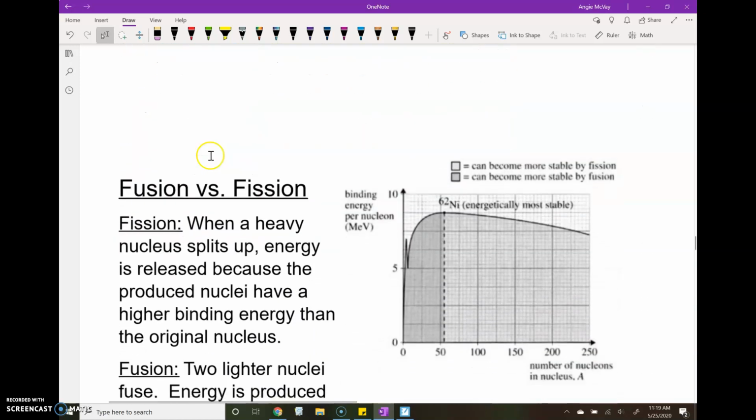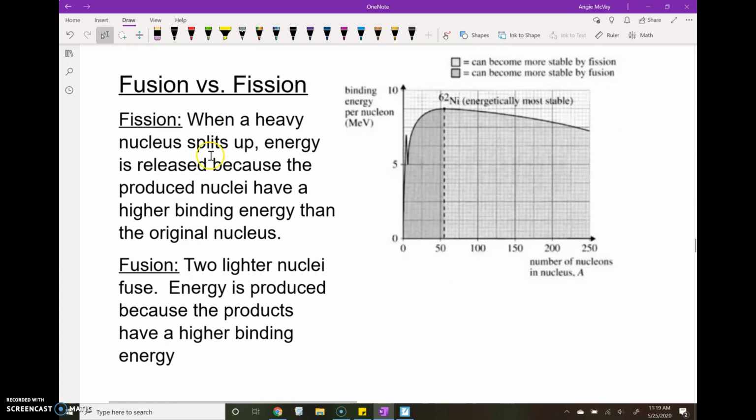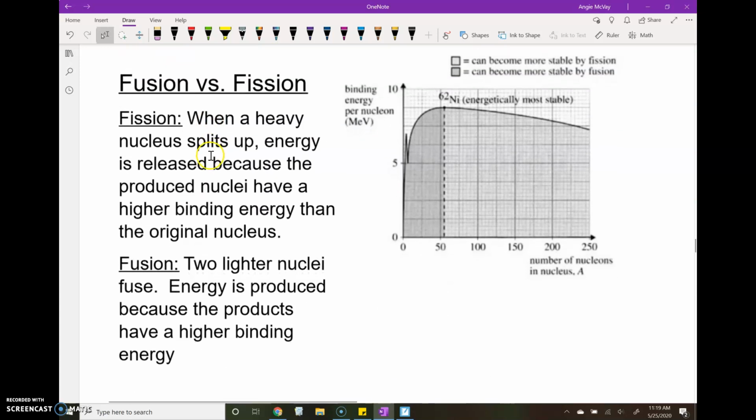Okay, and in some other years I would spend some time doing a simulation looking at fission versus fusion, but we're just going to plow through for this year.